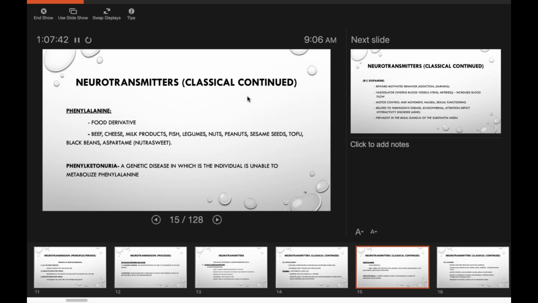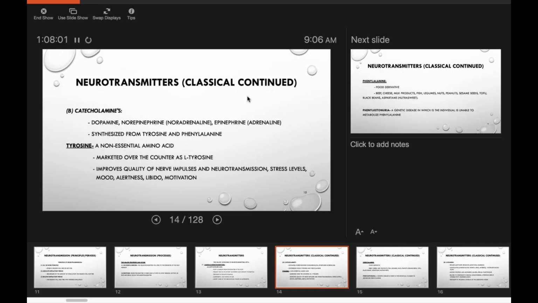Well, if the catecholamines we need to function are dopamine, norepinephrine, epinephrine, what does somebody with PKU do? Since they can't use phenylalanine, they take L-tyrosine, because that is different. They can metabolize that, and it will allow them to get the catecholamines that they need.